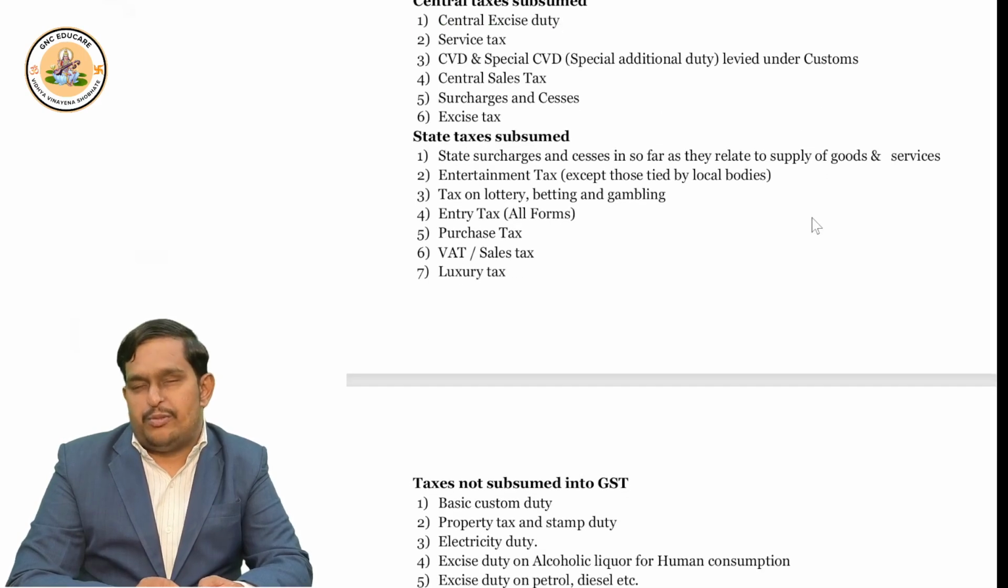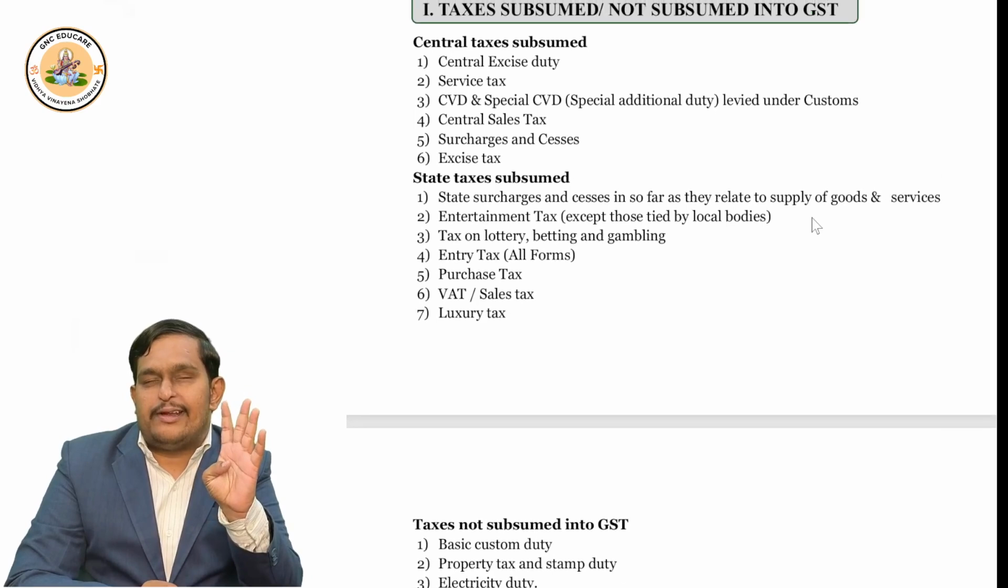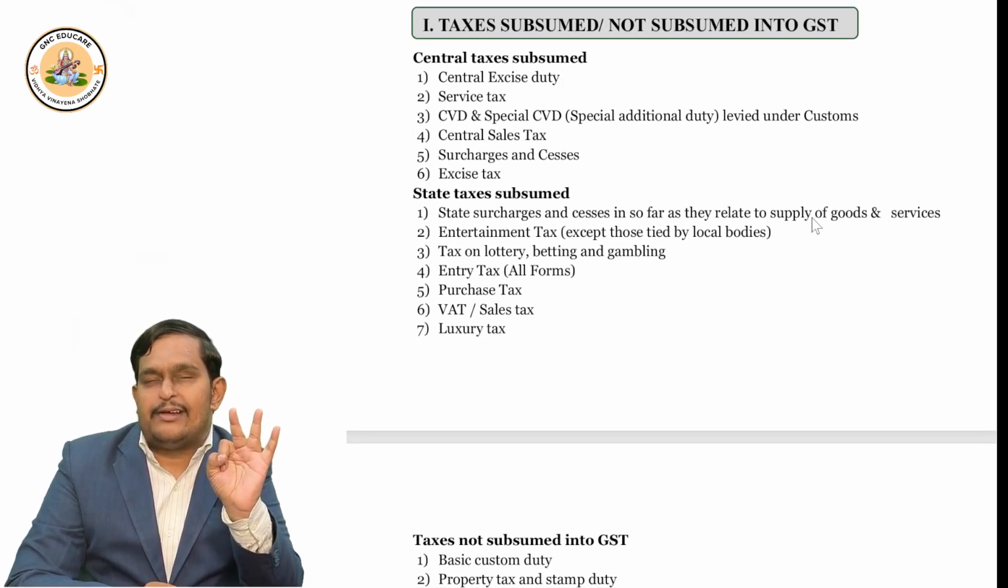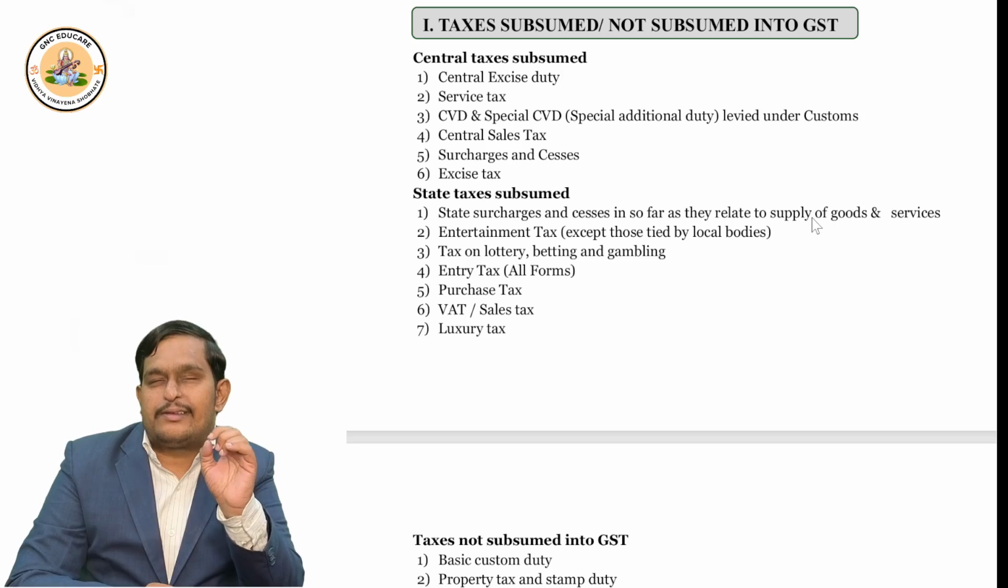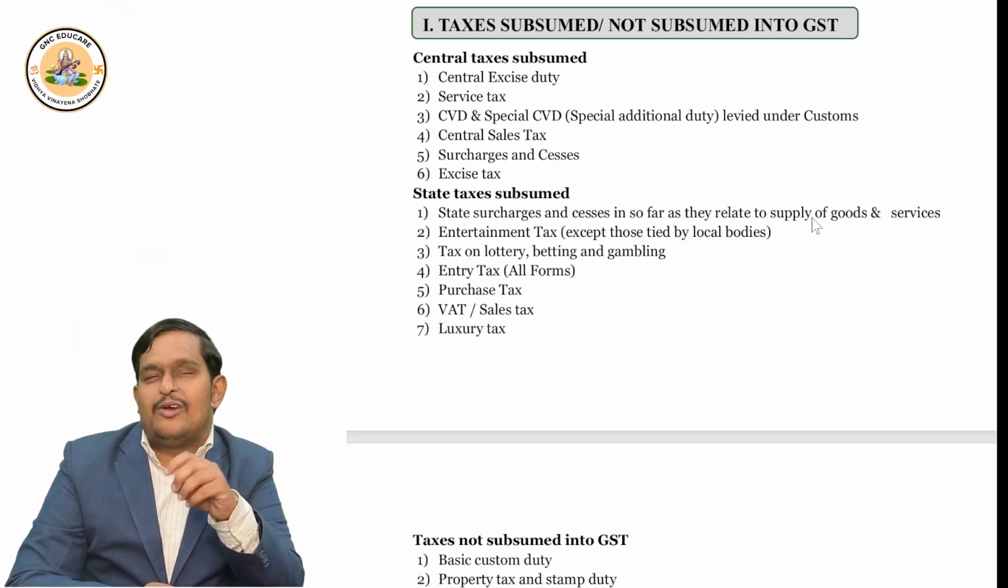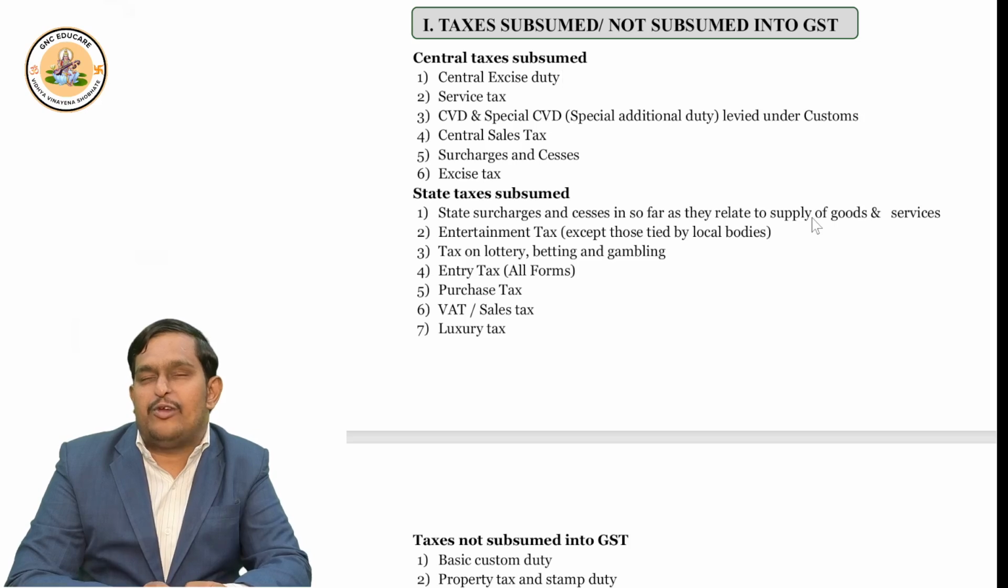So these are not subsumed. The basic customs duty, I said, property tax and stamp duty tax. Then we discussed that electricity cess is there, local authority entertainment tax is there, right? These are not subsumed. These still continue even after GST. Okay. Excise duty on alcoholic liquor for human consumption.